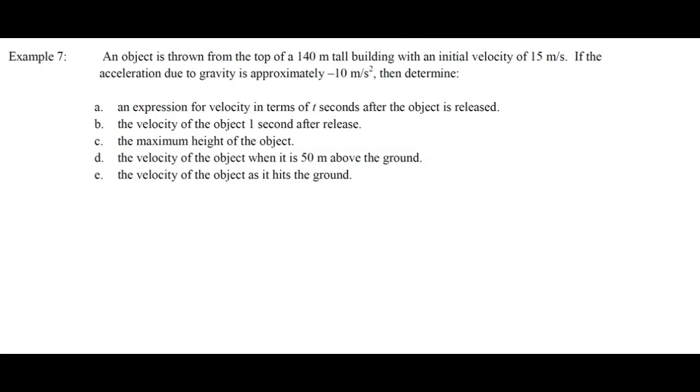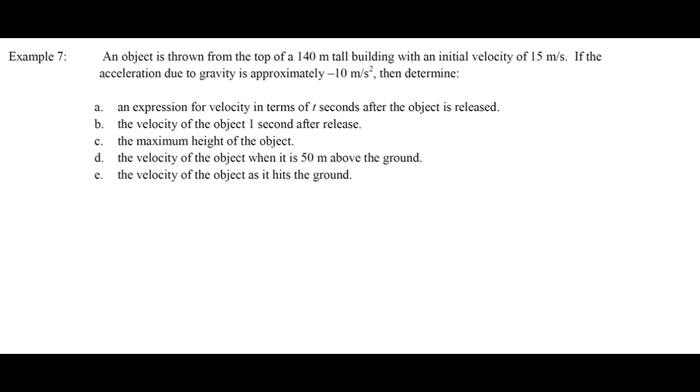Okay, and so I'll do it up here, but an object is thrown from the top of a 140-meter tall building with an initial velocity of 15 meters per second. If the acceleration due to gravity is approximately negative 10 meters per second squared, then determine an expression for the velocity after its release, the velocity 1 second after it's released, its maximum height, the velocity of the object when it's 50 meters above the ground, and the velocity of the object as it hits the ground.